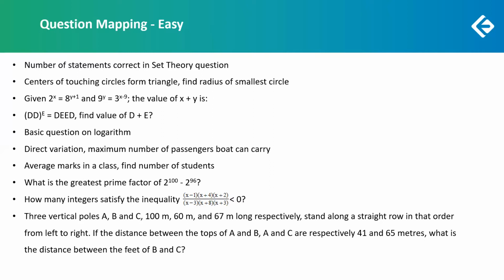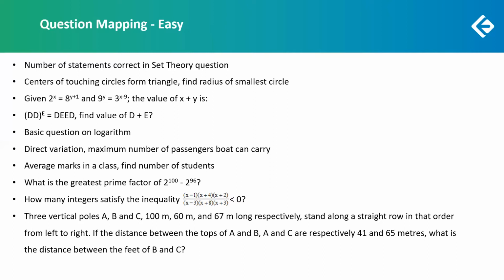The basic relationship of variation was already there in the question. We just had to use a little bit of logic and we could easily arrive at the answer. Next, we had a question on averages. We had to find the number of students in the class, and we had the average marks of the class in different situations. So we could easily form 2 equations based on the information provided and solve them to find the answer.